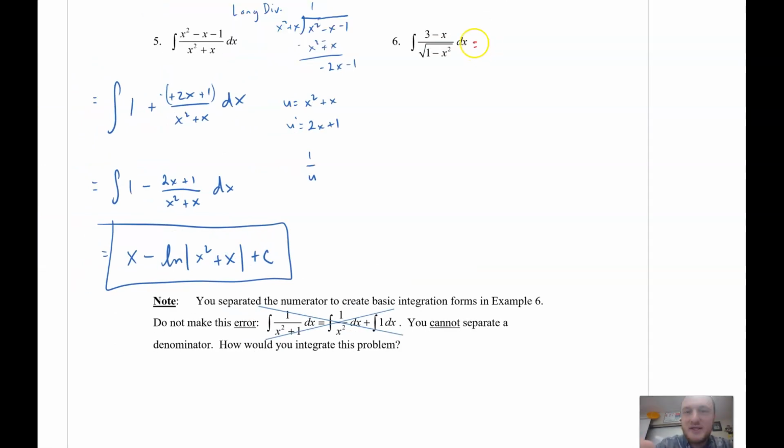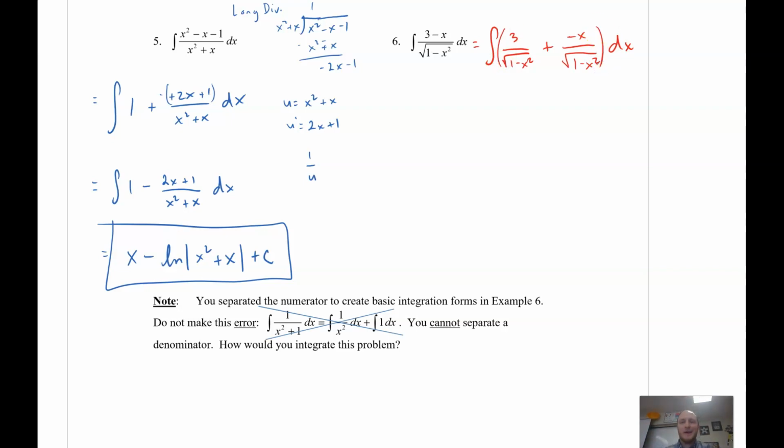We split this to where it looks like this: 3 over the square root of 1 minus x squared, plus negative x over the square root of 1 minus x squared, dx. So now I can go ahead and integrate piece by piece.